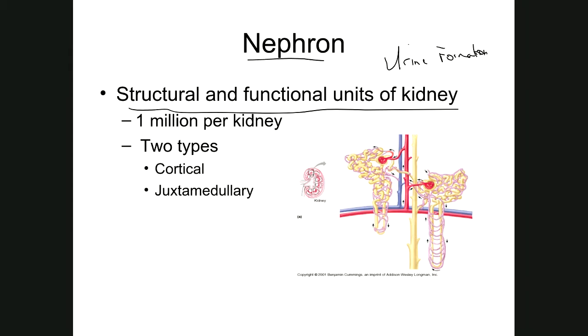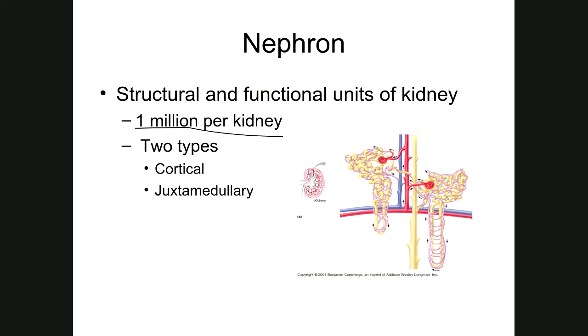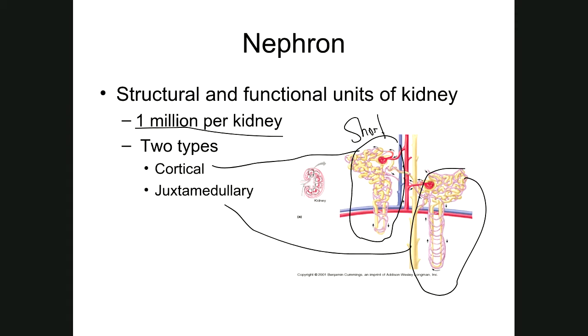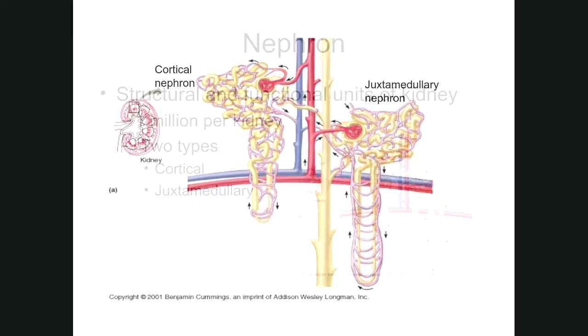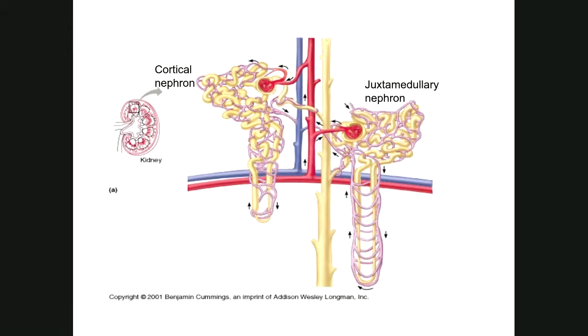Well, nephrons are microscopic. You can't see them with your naked eye. And there's a bunch of them. There's about a million of them in each kidney. They come in two types. There are these short ones, which are called cortical. They're short. And then there are these long ones, which are called juxtamedullary, and they're long. And we'll see those in just a second. But look at them. There are different parts to these nephrons. In fact, there are three parts to the nephron.